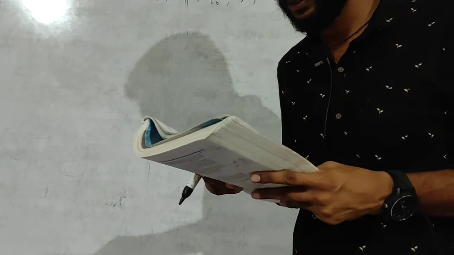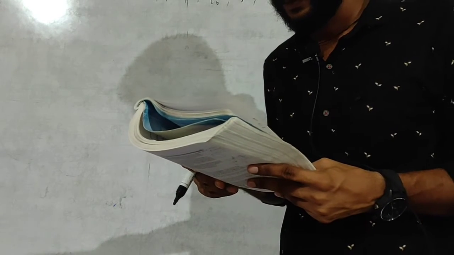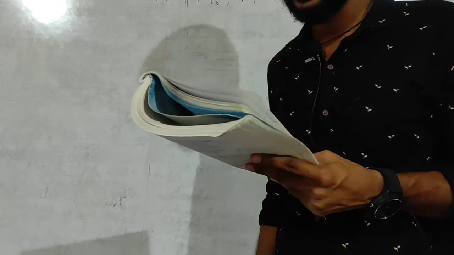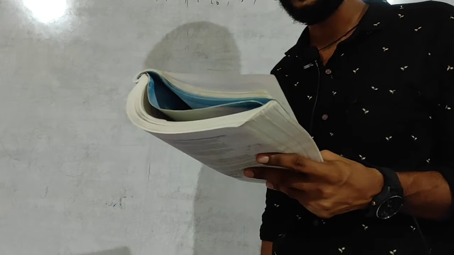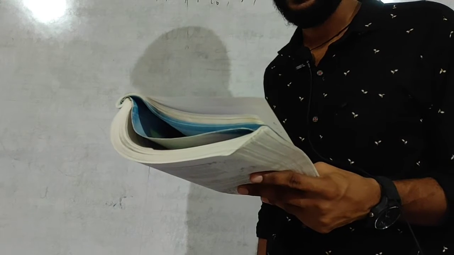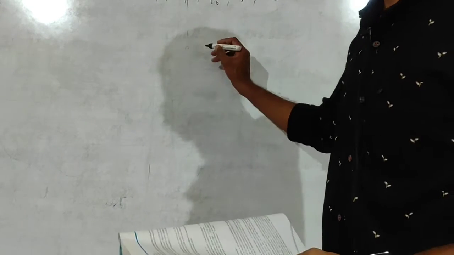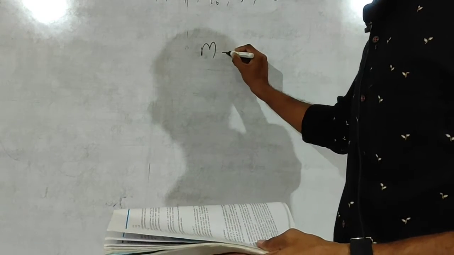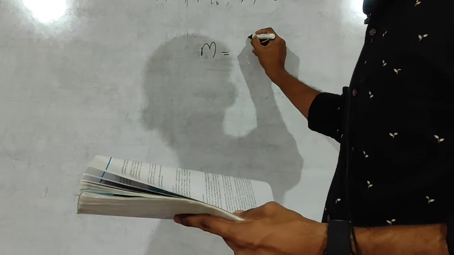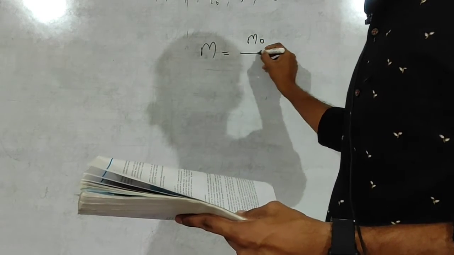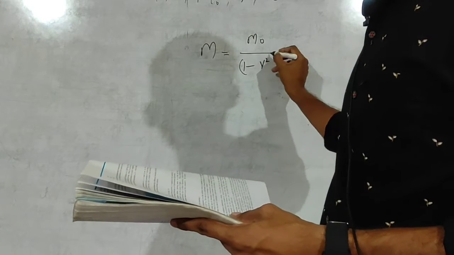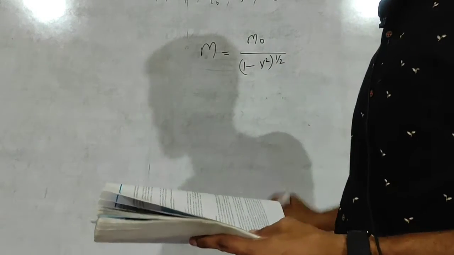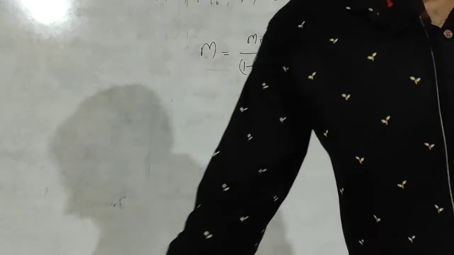A boy recalls the relation almost correctly, but forgot where to put the constant c. So he writes the equation as m is equal to m0 divided by 1 minus v square, all raised to 1 by 2. This is the equation the boy has written.